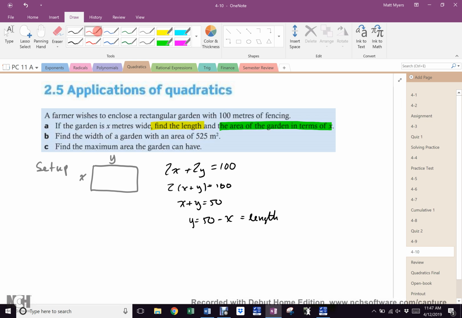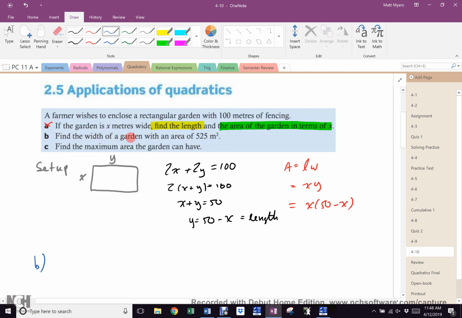Okay. Now I want the area in terms of X. Well, what is area if we were in grade 3? LW. What is area with this question? XY. But Y is what? 50 minus X. So the area is X times 50 minus X. Is everybody cool to there? So that's A, done.